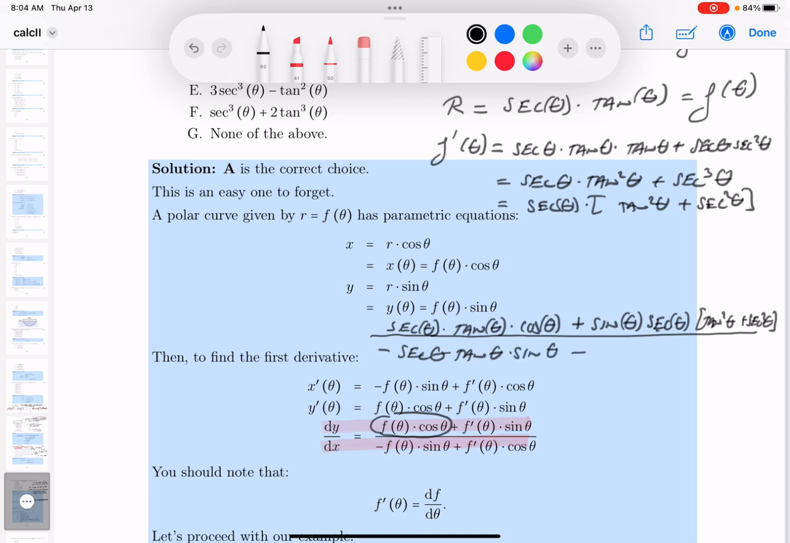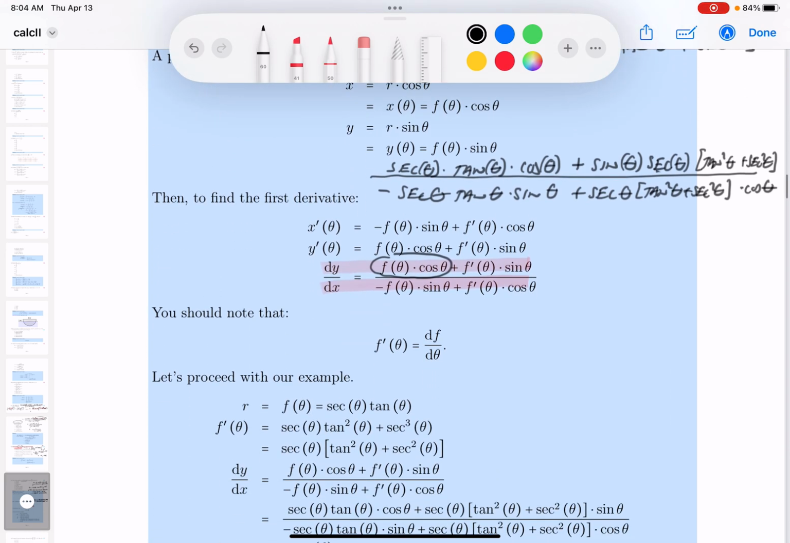And then it's going to be plus, let's see, f prime. I just did that. So it's secant theta, and then I get this tangent squared plus secant squared, and times cosine theta. All right? So I'm kind of looking around for something to do. And, you know, just a step at a time. All right, a step at a time.